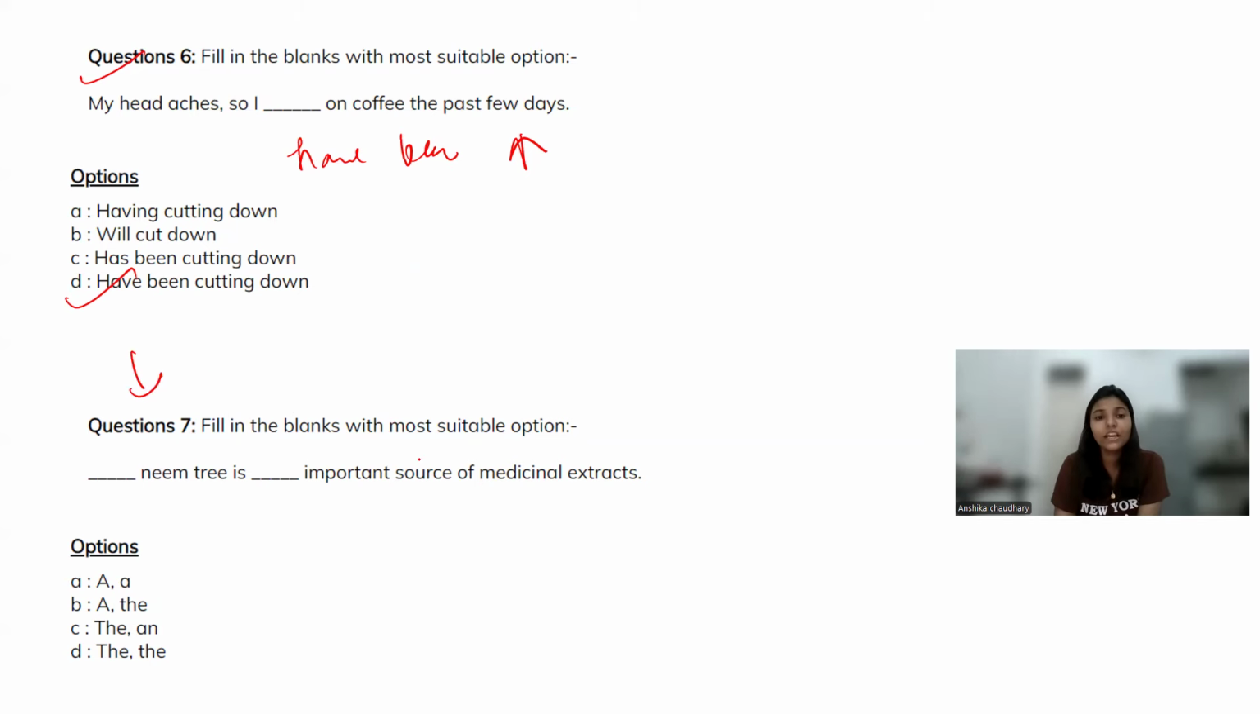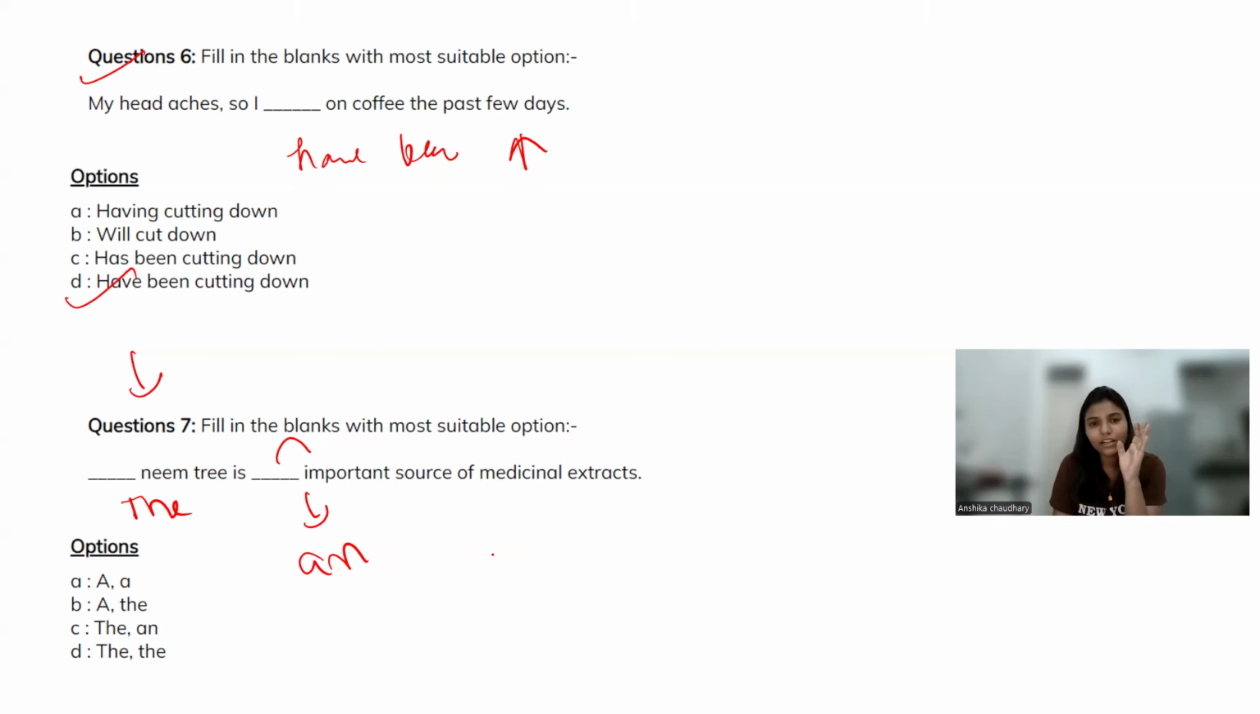Question number 7 from verbal ability. Fill in the blanks with the most suitable option. So we need to fill them with the suitable article. All right. So neem tree is important source of medicinal extracts. So here we are specifying a tree, and whenever we are specifying something, we will use the. So it will be the neem tree is an important source of, because before a vowel we use an, but it is not mandatory every time. We use an article only if the word is starting with a vowel, right?